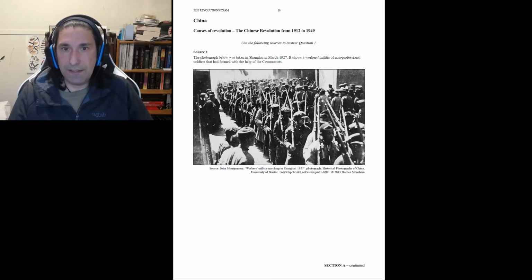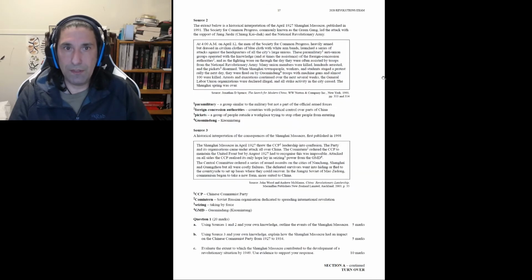And it's just before the Shanghai Massacre, before the Kuomintang, when Jiang Jieshi decides to turn on the CCP. So that's source 1. This is March 1927. The Shanghai Massacre occurs in April 1927, doesn't it? So if we go back to question A, using sources 1 and 2 and your own knowledge, outline the events of the Shanghai Massacre.